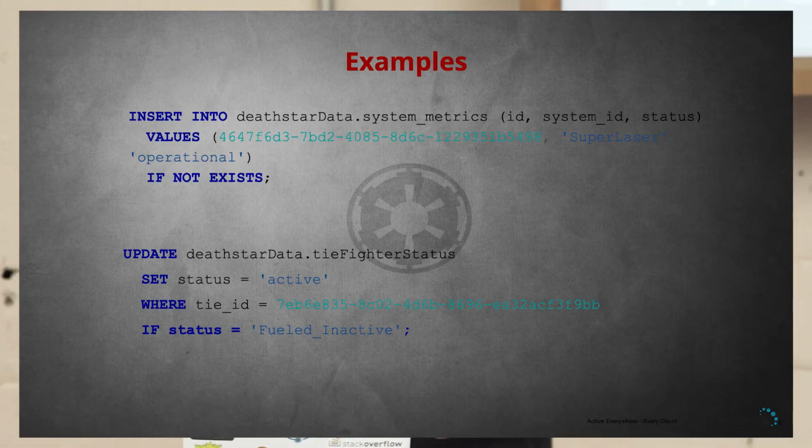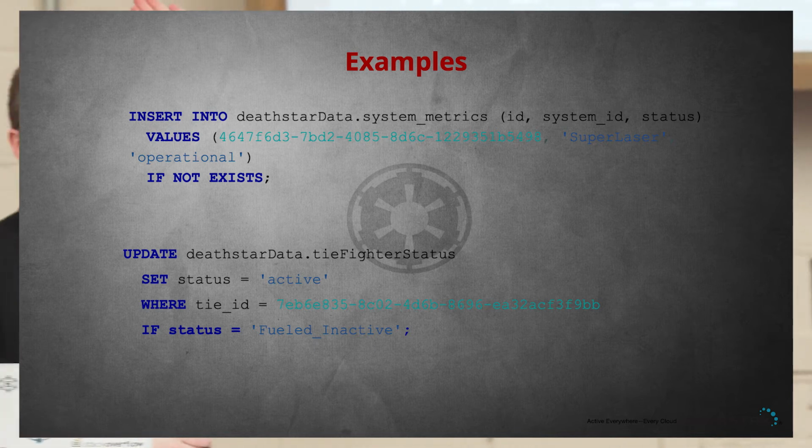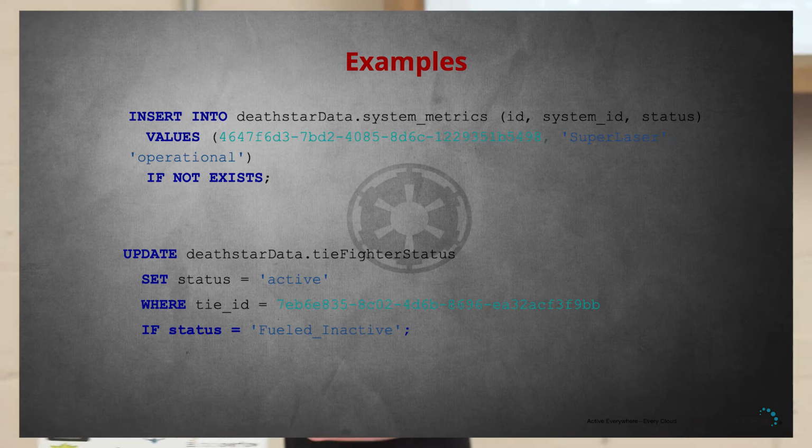All right, so here's where it gets kind of juicy. What we're doing here, we've got an insert into our Death Star data system metrics table. We've got our ID of the system. We've got it's our super laser, and it's operational. You also see the if not exists at the end there. That is your if statement. That's basically what says, hey, I'm a lightweight transaction. Process me like a lightweight transaction.